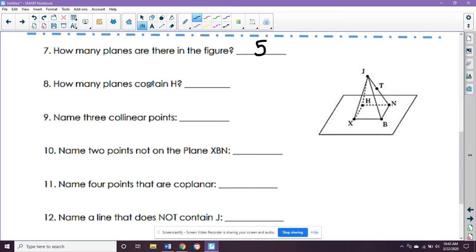How many planes contain H? So here's H right there. So it's sitting at the bottom, so that's the bottom's 1. And then we have 2 sides that connect with H. So then that makes 3 planes.